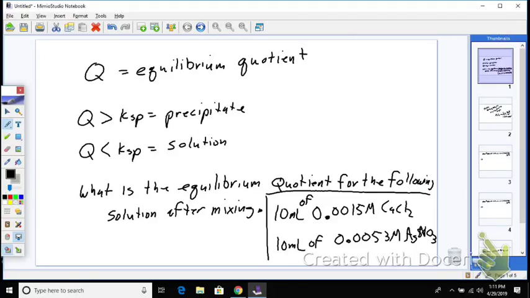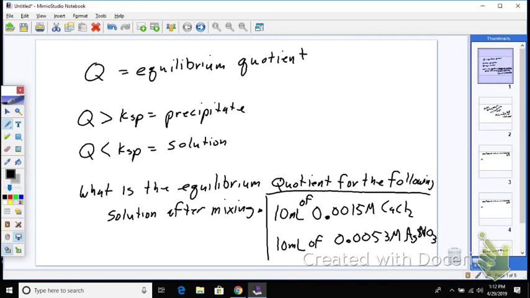We're always dealing with this ICE. It's kind of like ICE, just a different form of that. So we're going to do this problem. The first thing we'll have to do is find the concentration of our ions that form the precipitate. So this is a problem where we have to identify the precipitate.